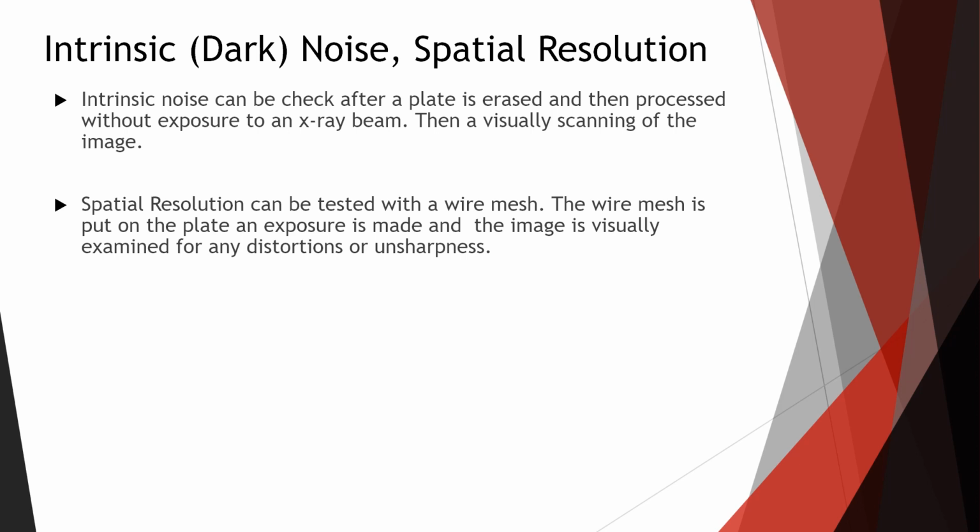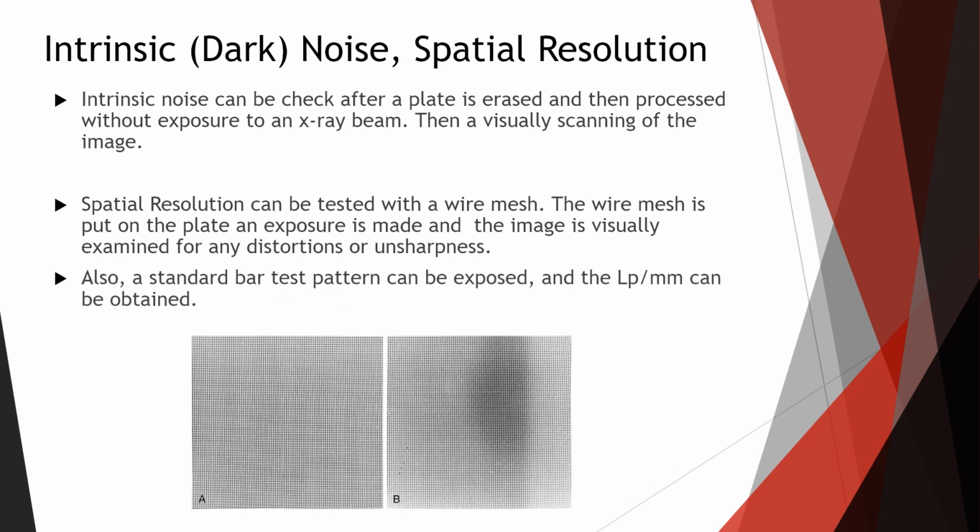Spatial resolution can be tested with a wire mesh. A wire mesh is put on the plate, an exposure is made, and the image is visually examined for any distortion or unsharpness. So this would be the spatial resolution. Okay, so this is the wire mesh right here. This is what it should look like under exposure, where it's just like a grid pattern.